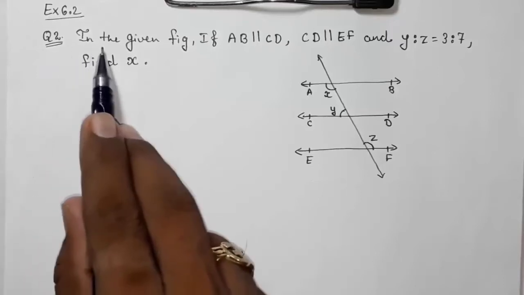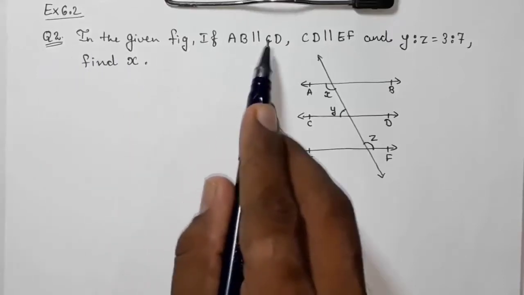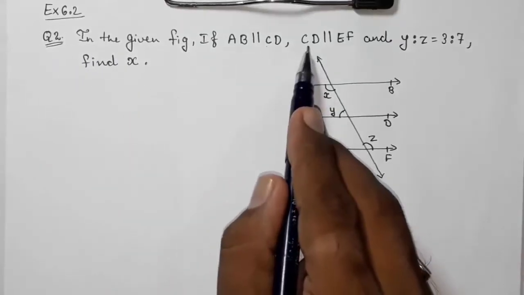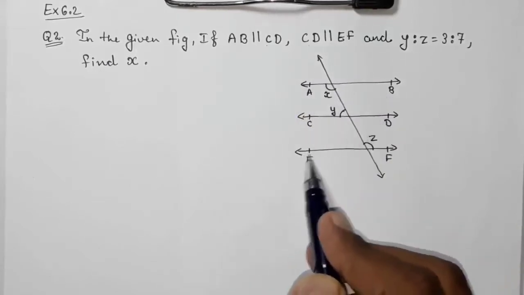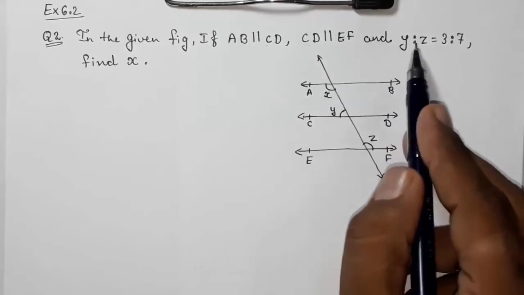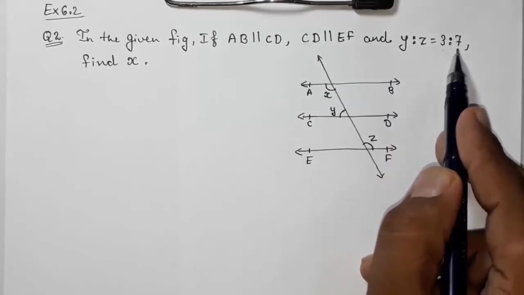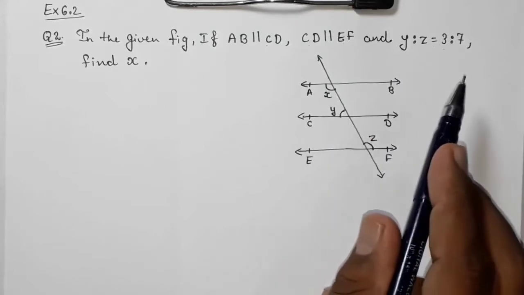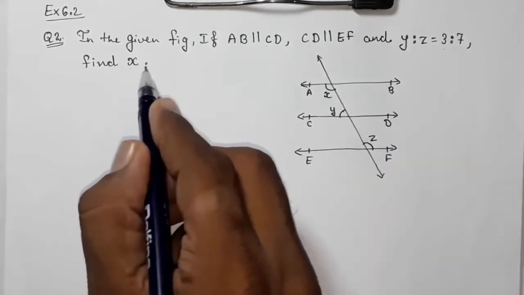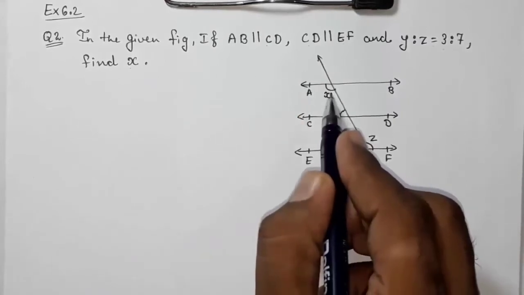Number 2. In the given figure, AB is parallel to CD and CD is parallel to EF. And Y is to Z is equal to 3 is to 7. So the ratio of these two angles Y and Z is 3 is to 7, and we have to find out X. We want to find out this.